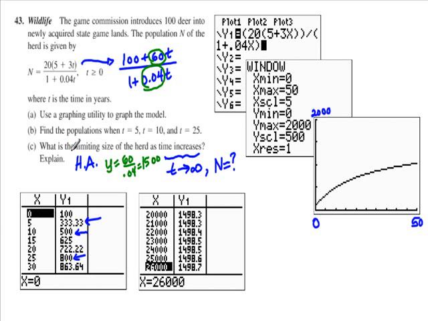So to answer this, what is the limiting size of the herd as time increases? Well, as t goes to infinity, N is going to 1500. So the limiting size of the herd is 1500.